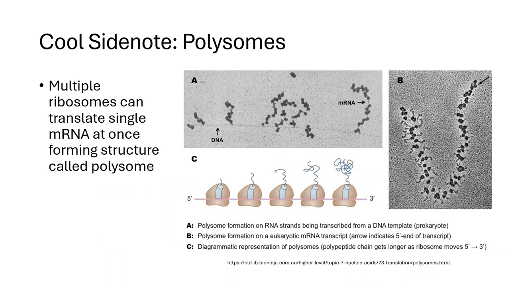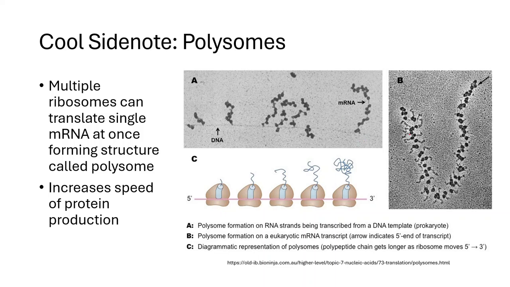So, just a cool side note that I don't think is required learning for the AP test, but I always thought it was cool when I learned about this. You can actually have multiple ribosomes reading the same mRNA at the same time. This forms a structure called a polysome, which then speeds up the rate of protein production. So, in this diagram in A, what you're seeing is this whole transcription and translation process happening in a prokaryote, where it can happen at the same time. So here you see a DNA strand, you see an mRNA that's being produced from it, and you see ribosomes reading along that mRNA strand at the same time.